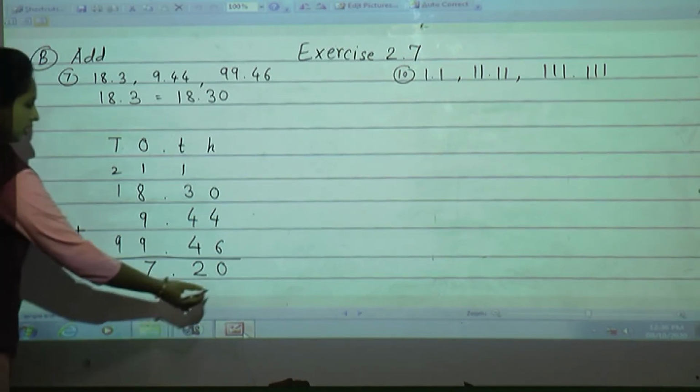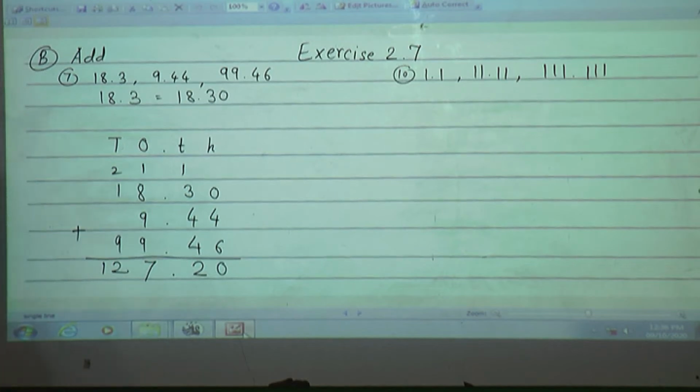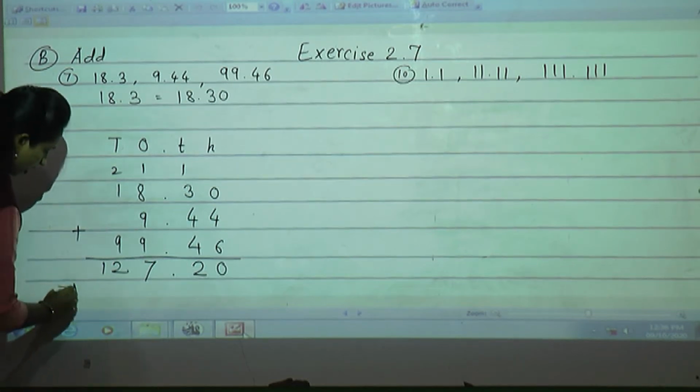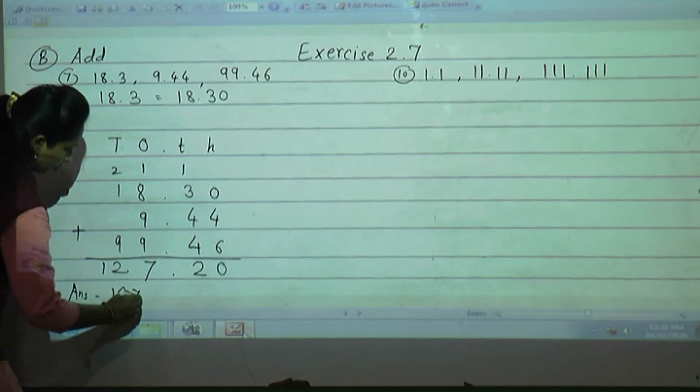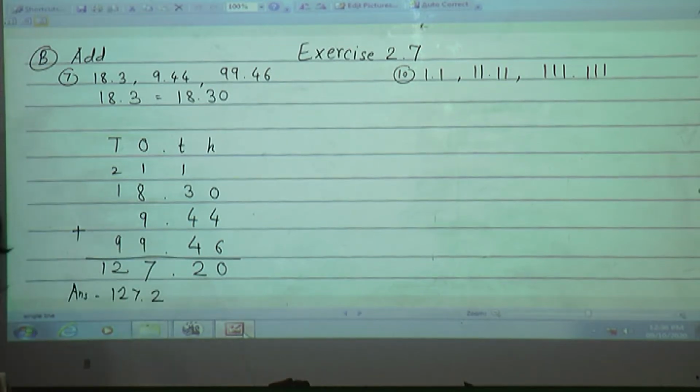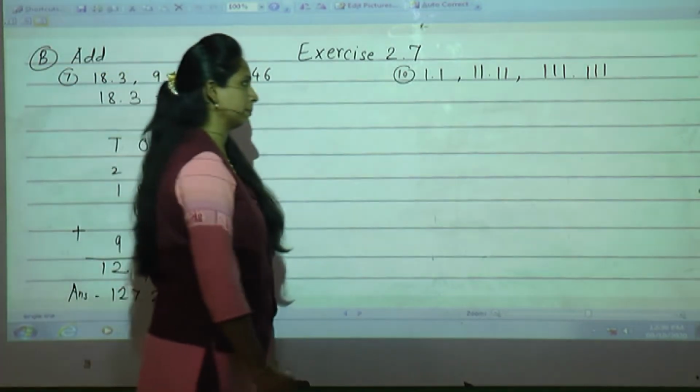127.20. Is the 0 having any value, students? No, not at all. After the decimal point, after the digit, there is no value of 0. So you can mention the answer: 127.2. That's it. Okay, now we'll move to the last sum.